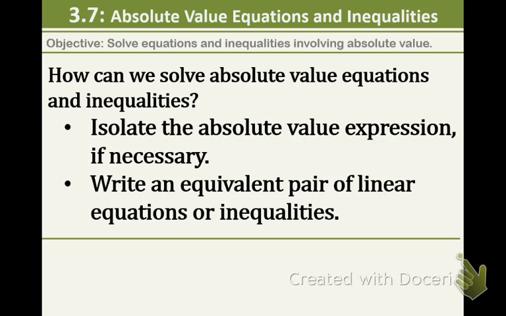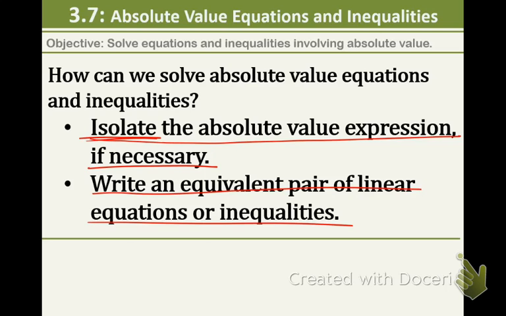The first step is that we're going to isolate the absolute value expression if necessary. Remember, isolate just means getting the equation or expression by itself. That's what isolate means. That's step 1, and step 2 is write an equivalent pair of linear equations or inequalities, aka simplify as much as possible.